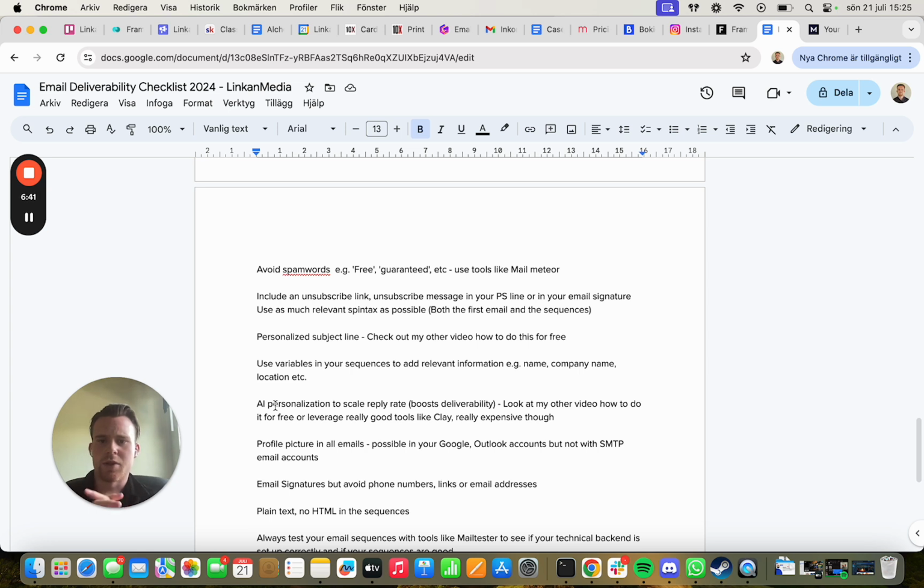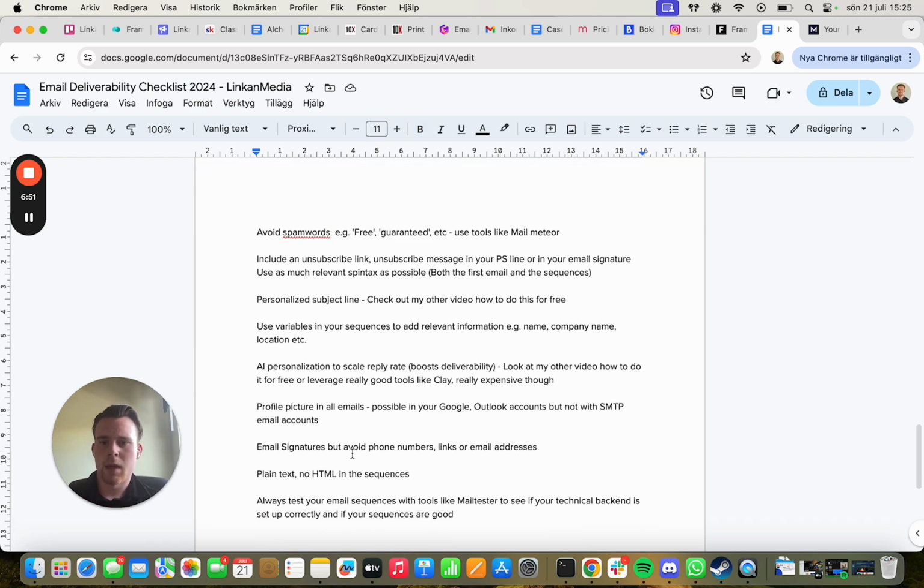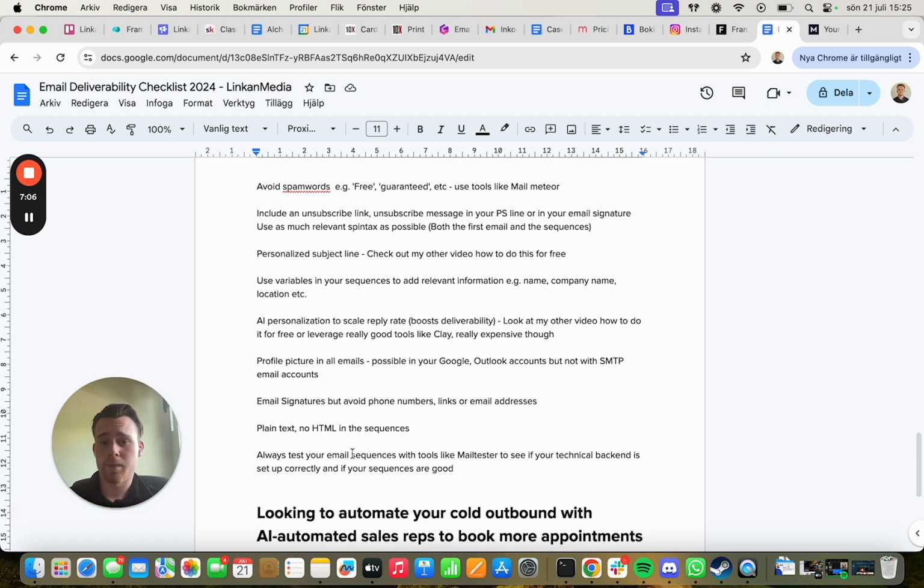Then, if possible, you should have profile pictures in all your email accounts. It's possible in Google and Outlook accounts, but not with SMTP email accounts. But yeah, it works without as well. And in your email signatures, you should avoid phone numbers, links, or email addresses to stay out of spam, basically. And always use plain text, no HTML, in the sequences.